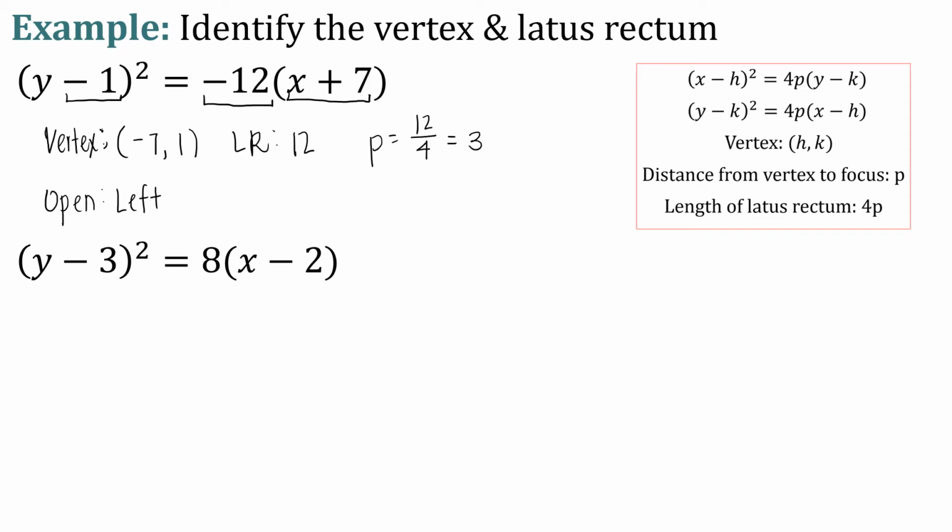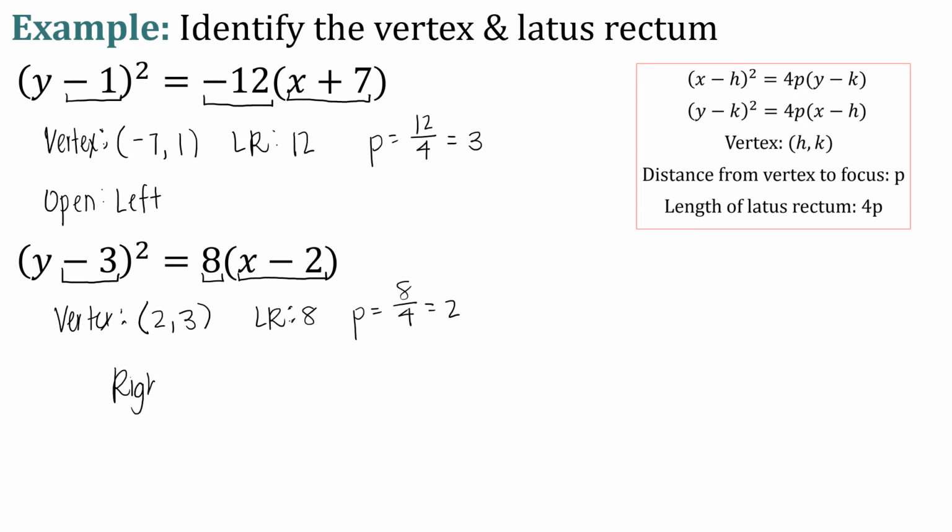(y - 3)² = 8(x - 2). Here, my vertex, I have to go to the right-hand side and look to see what is with my x. It's a -2, so for my vertex, it's a +2. And then with my y, it's -3, so it's going to be a +3. My latus rectum is going to be 8. Remember, my P is my latus rectum divided by 4, so my P is 2. And my y is squared, and my 4P in the function is positive, so I know that this is opening to the right.